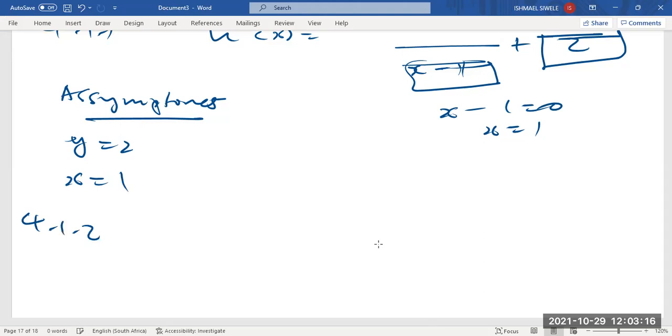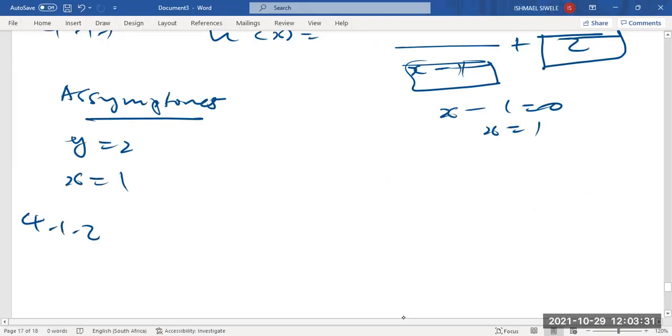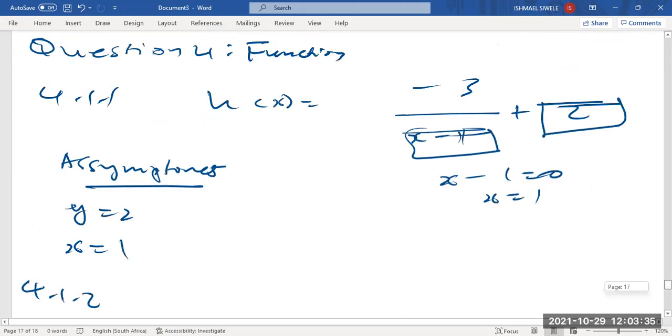For 4.1.2: determine the equation of the axis of symmetry of h that has a negative gradient, right? How do you determine the equation of the axis of symmetry? It's a very, very easy thing. Here they're very specific, the one that has a negative gradient.